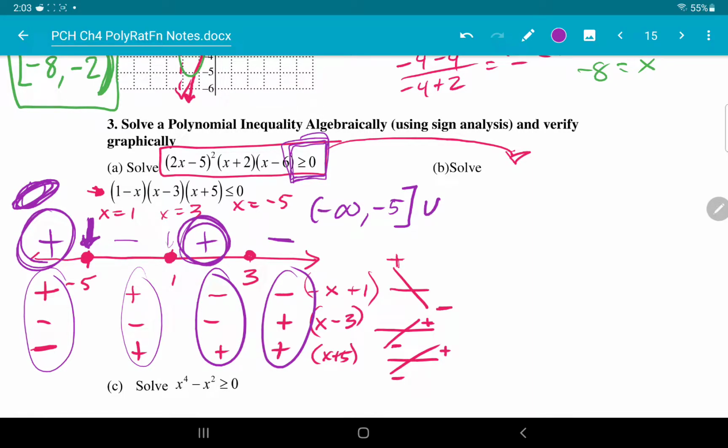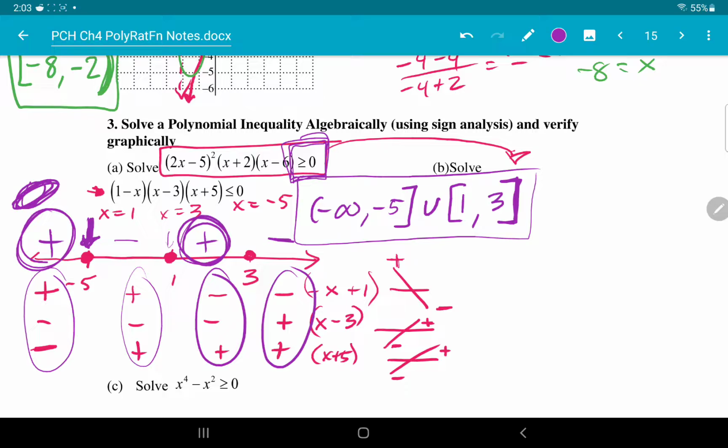We then start up again. We can include the value of 1, and we go until we reach the value of 3. These are all the positive values. You can include 3, and after that, there's nothing else. So that's going to be our answer right there. Negative infinity to negative 5, negative 5 inclusive, union 1 to 3, where 1 and 3 are also inclusive. Okay.